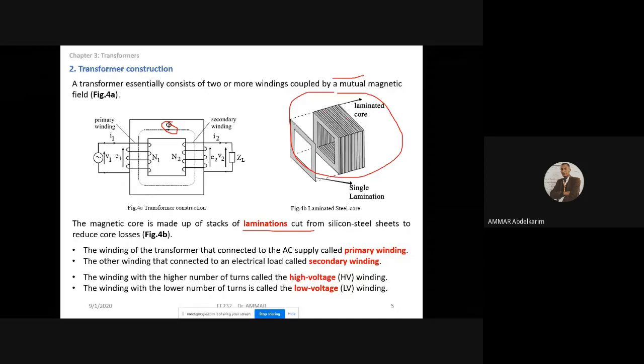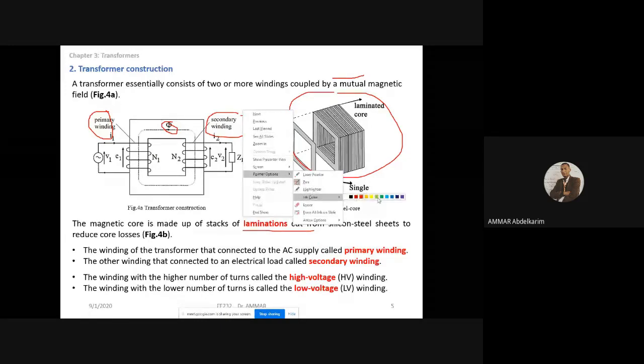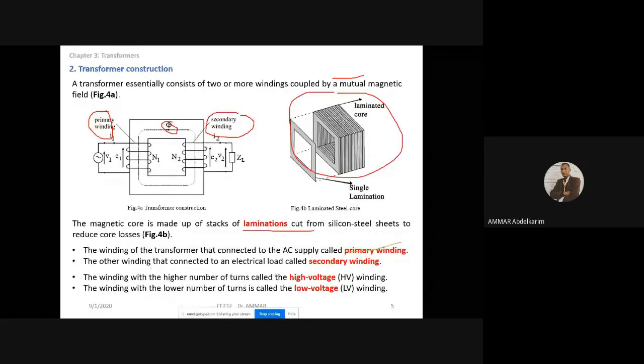It is constructed with a core made from laminations of silicon steel. The material here is silicon steel to reduce the core losses, which are the eddy currents. And we have two windings. The first winding we call the primary winding, and the second one we call the secondary winding. The winding connected to the AC supply, the source, is called the primary winding, and the winding connected to the load is called the secondary winding.